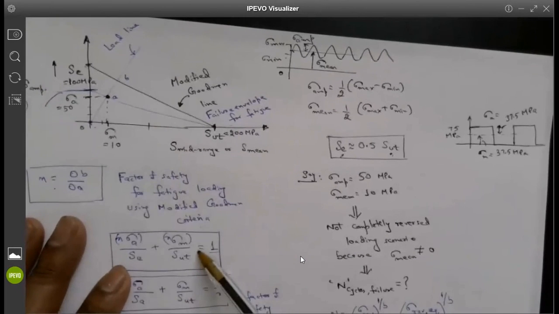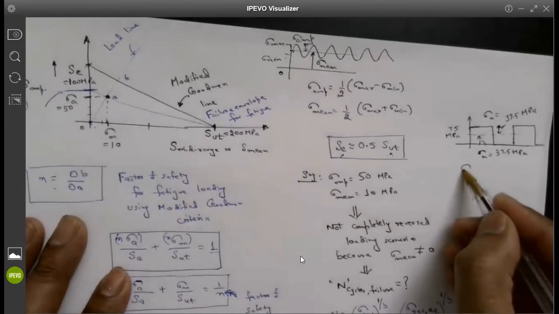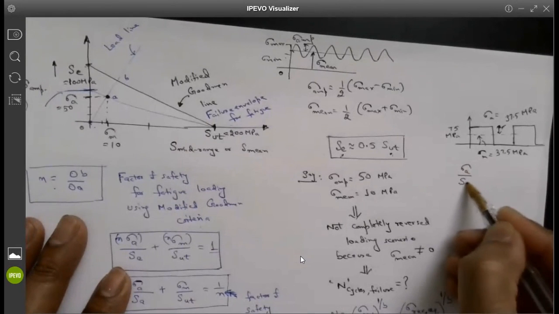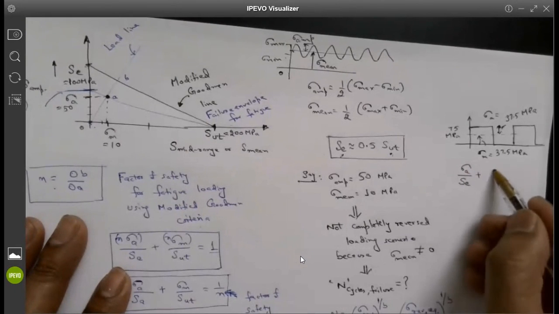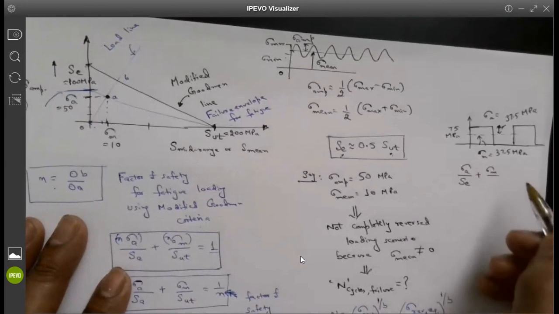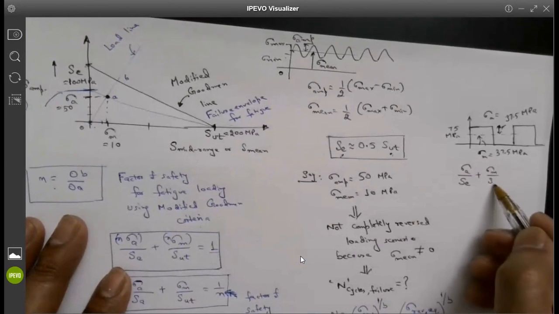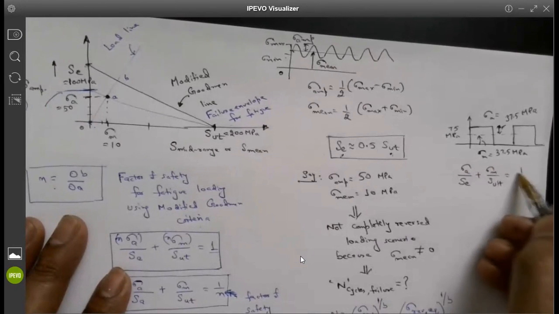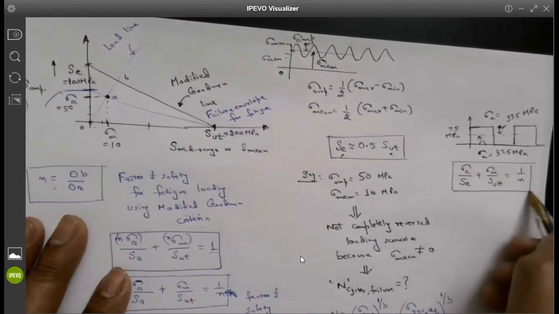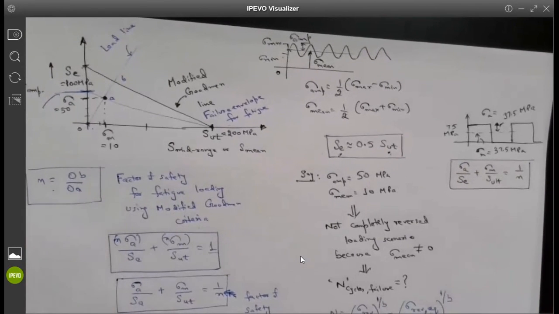Or you can use this equation where you can say that sigma A divided by SE, whatever the endurance strength of the material that you are going to use. If it is aluminum, then you know what the endurance strength and the ultimate tensile strength are going to be. And that is the factor of safety you can estimate using this calculation.